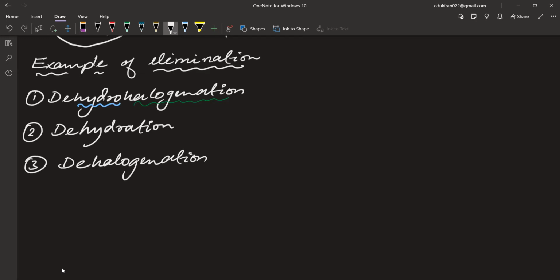Halogenation, dehalogenation means what? Two halogen atoms will be removed: one Br from one atom and another Br from the other atom, or one fluorine from one atom and another fluorine from the other atom. So if you have this type of removal, then it is known as dehalogenation. Okay, so these are the examples of elimination reaction.